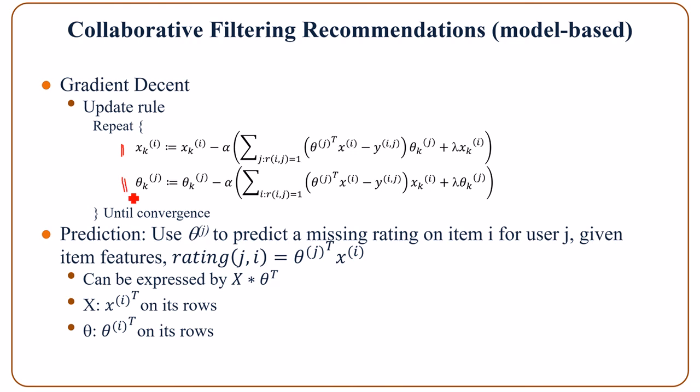So once we have learned the features and the parameters, the predicted rating for item I of user j is theta j transpose times xi. We can write the predicted ratings as a matrix multiplication of X and theta transpose. In matrix X, we have the feature vector transpose for item I on the rows, and in the matrix theta, we have the parameter vector transpose for user j.